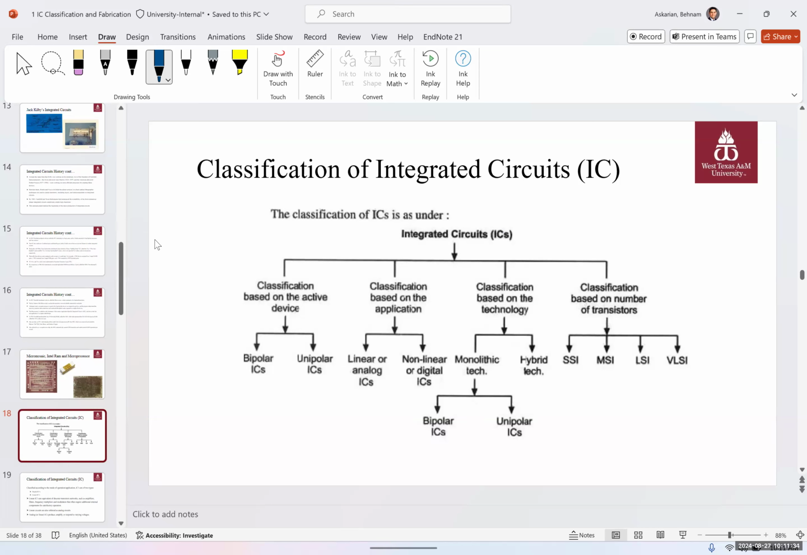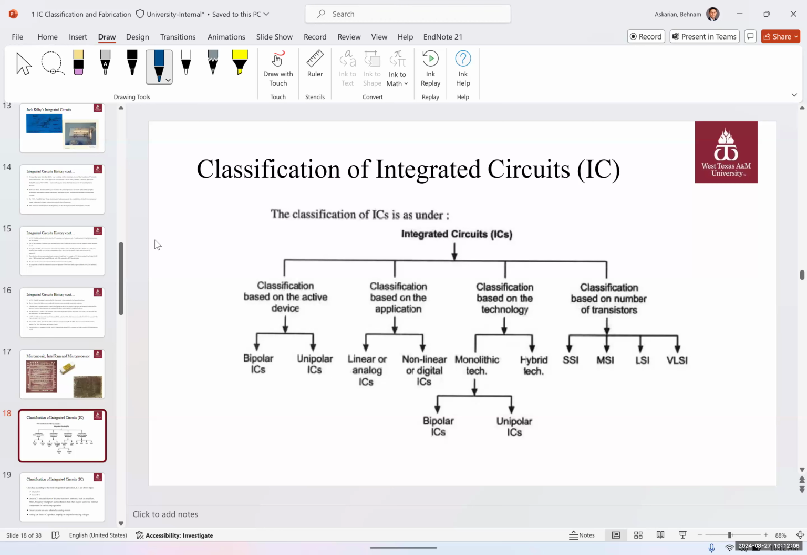Classification of integrated circuits. We have different classifications for integrated circuits. Based on the active device, we have bipolar ICs and unipolar ICs. Based on the application, we have linear or analog ICs, and nonlinear or digital ICs. Based on the technology, we have monolithic, which is bipolar ICs or unipolar ICs, and we have hybrid.